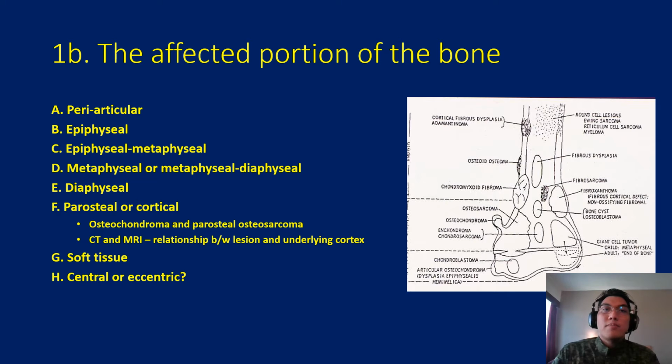We also have your parosteal or cortical, and this location describes lesions that are attached to the surface of the bone. Examples include your osteochondroma or your parosteal osteosarcoma. Other lesions may grow directly within the cortex, such as your osteofibrous dysplasia or periosteal chondroma. It is often necessary to obtain cross-sectional imaging to delineate the relationship of the parosteal or cortical lesion to the surface of the bone. CT and MRI are valuable for analysis of the relationship between the lesions and underlying cortex. MRI is superior for determining if the lesion has extended within the marrow cavity.